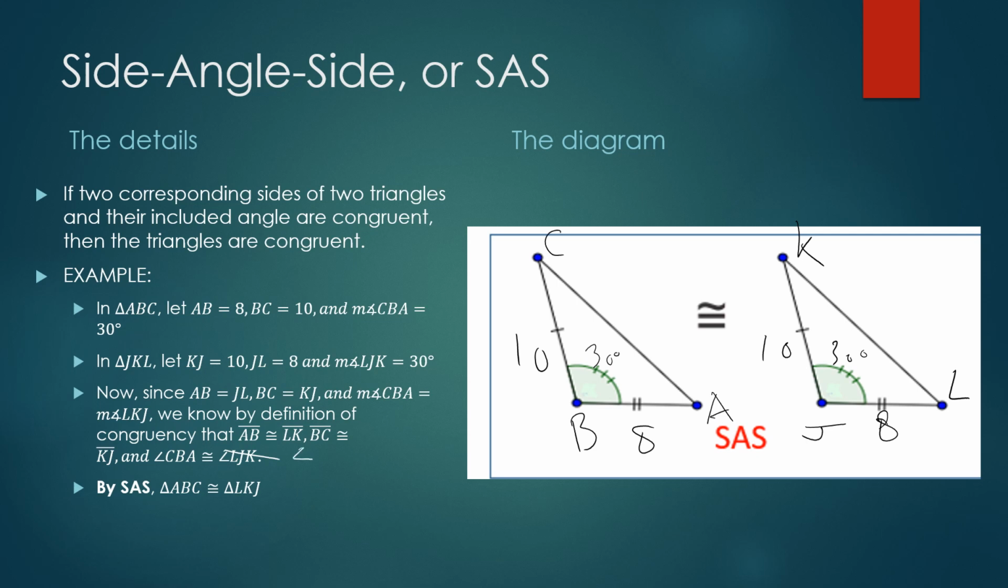This is angle KJL, and this is supposed to be triangle. So A is L, B is J, and then K. Don't worry, we're going to do more of these in class. Okay.